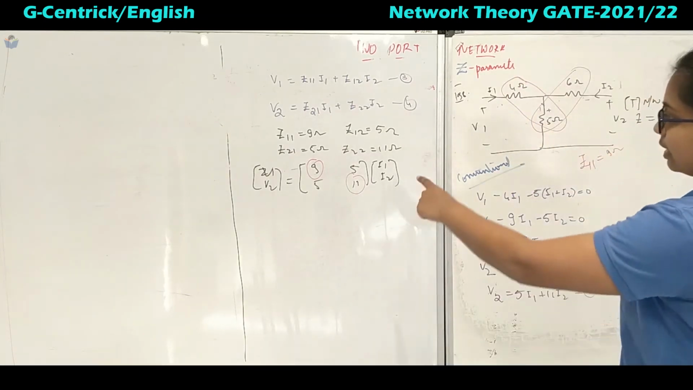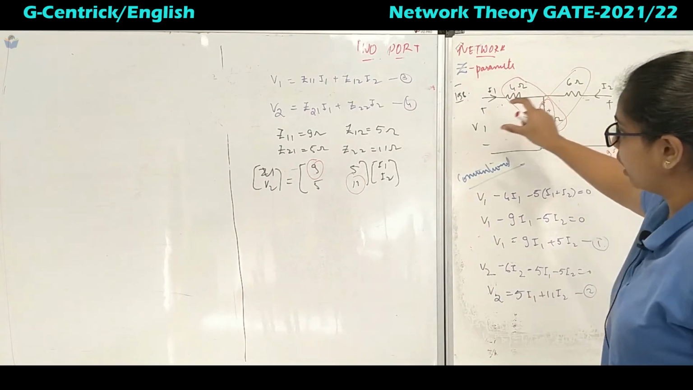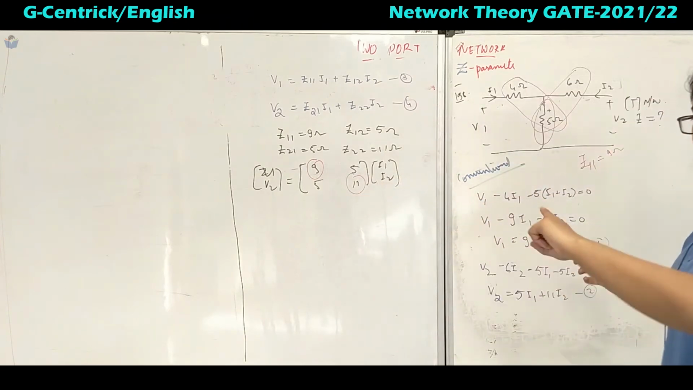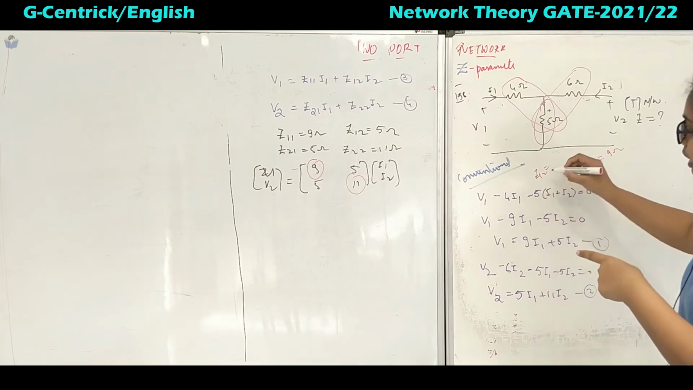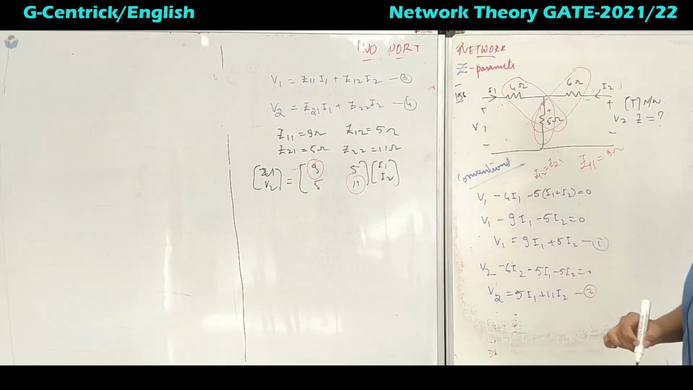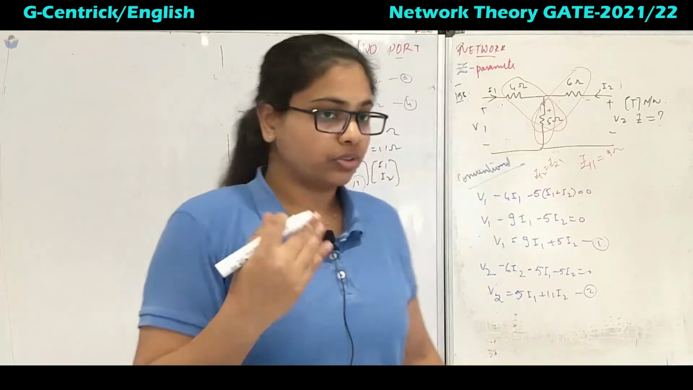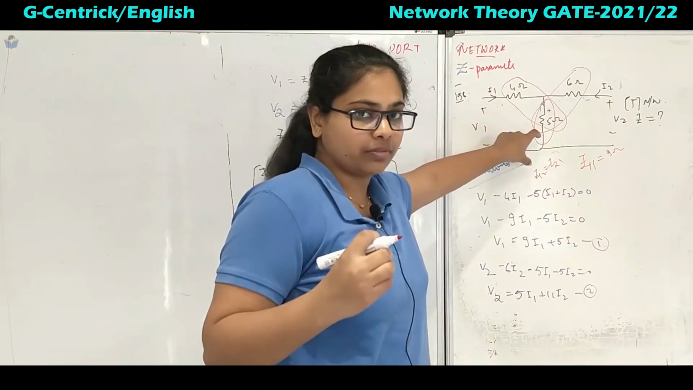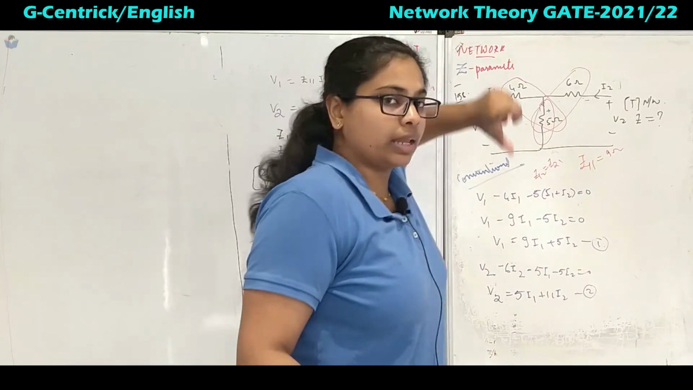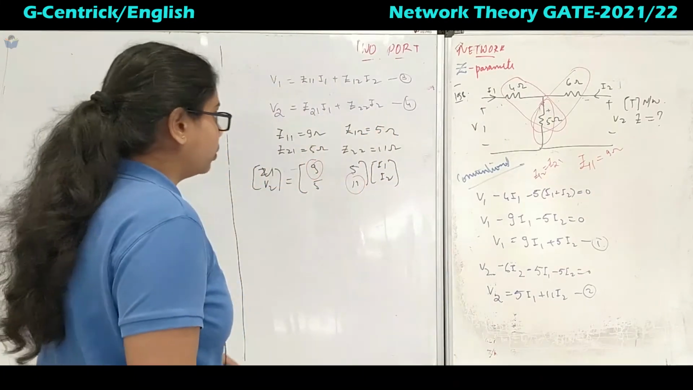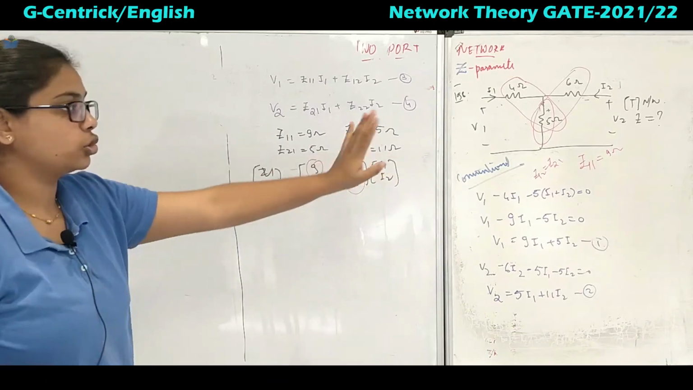And to get Z12, we just keep this arm value as it is, 5, because we have seen in reciprocity that Z12 will be equal to Z21. So this is only valid for the T network. We will see some more questions when they have given a pi network, and there will be a bridge network also, so we will see how the shortcut applies there. I think this is clear. This is the conventional method, and then that is the shortcut trick.